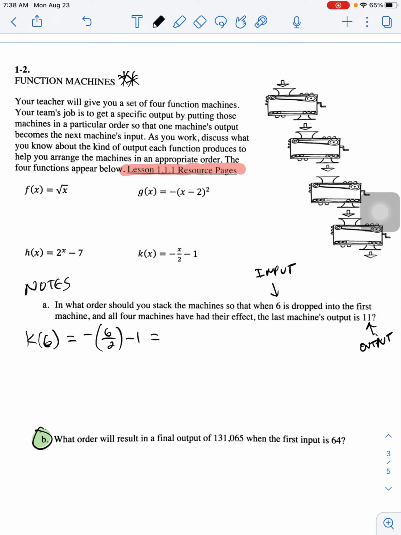6 divided by 2 is 3, so I get negative 3 minus 1, which is going to give me a negative 4. Okay, so k of 6 is negative 4. Now what I have to do is take this negative 4 and plug it into one of those other equations.